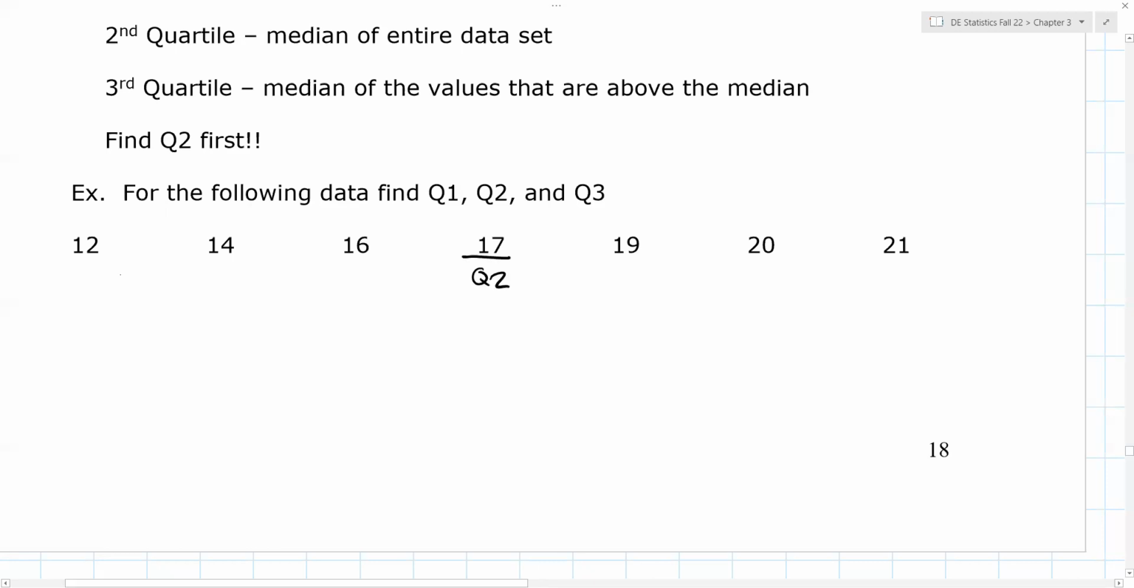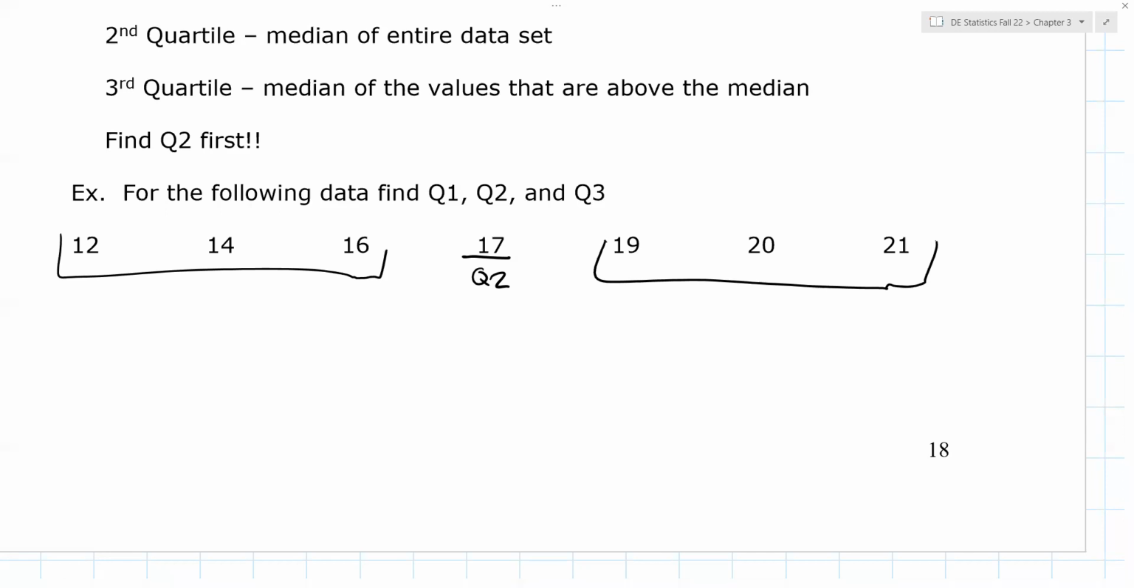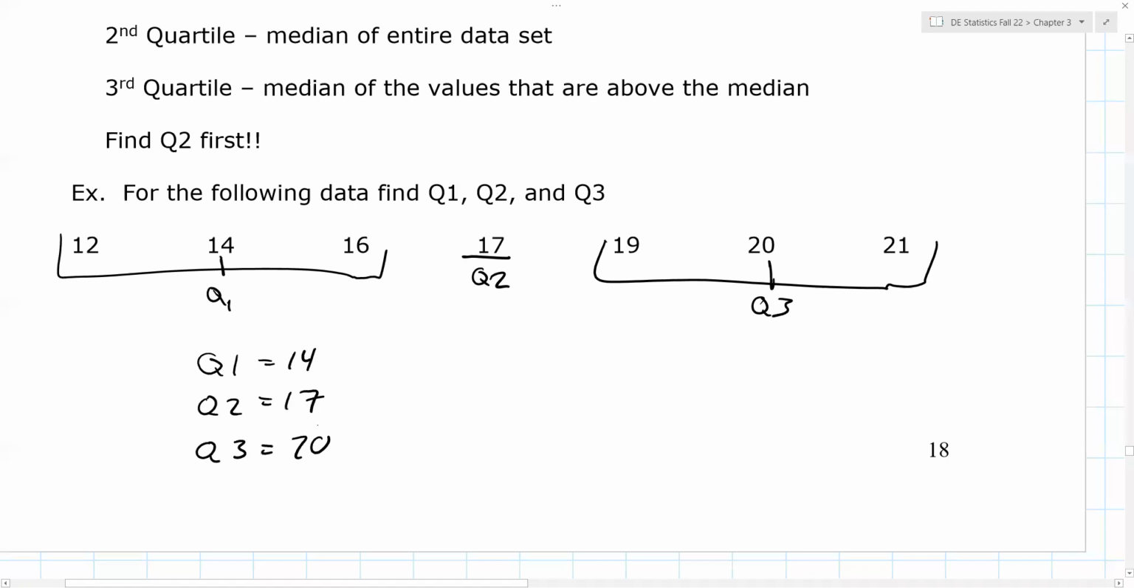Then we find the median of our 2 different sections. So that median cut our data in half. Now we find the median of our upper and the median of our lower data set. So this is going to be our Q1. That's going to be our Q3. So Q1 is 14. Q2 is 17. Q3 is 20.